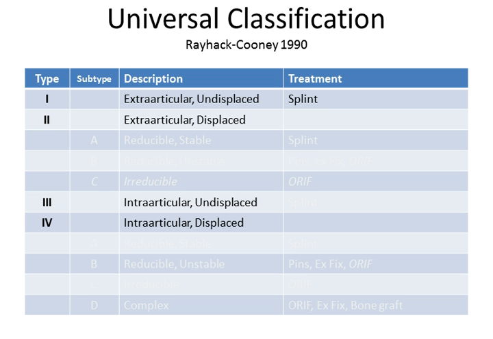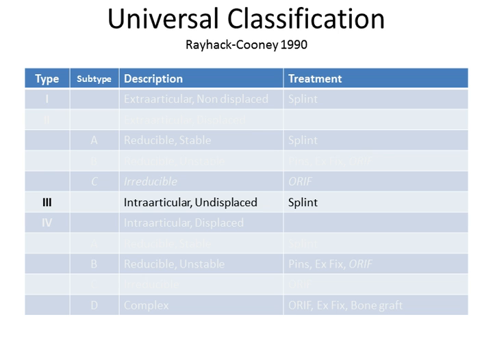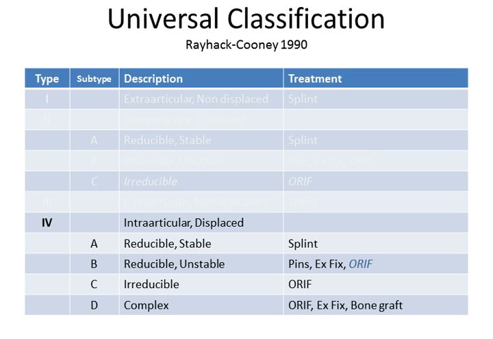For group 1, treatment is splinting. For group 2, if it's reducible and stable, it's splinting. If it's reducible but unstable, you need fixation. If it's irreducible, then you need open reduction, internal fixation. Group 3, undisplaced, splint. Group 4, displaced, depending on whether it is reducible or irreducible, you can dictate the different kinds of treatment. So in this way, it's quite practical, and if you use this classification, you can think about what treatment you need to do.